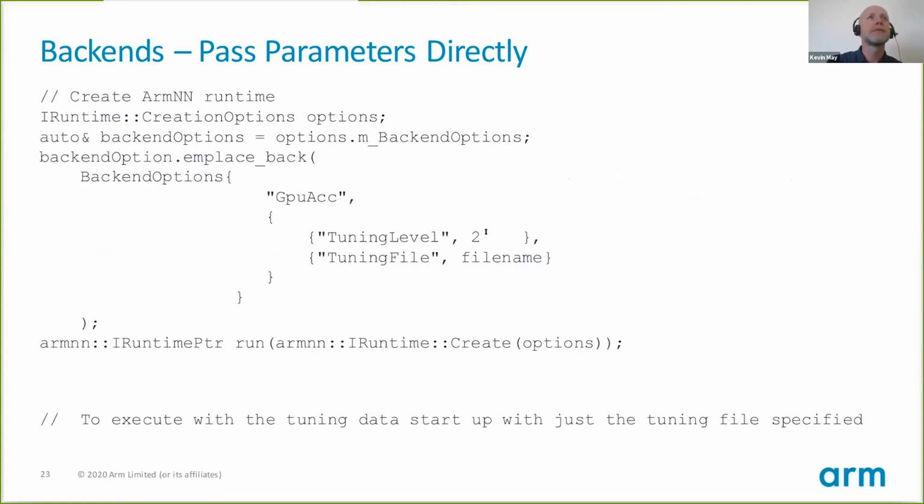So here's an example. I'm using C++ code here, but you can see it's quite a similar flow to the Python code. So here I'm creating my creation options, but before I initialize my runtime, I'm accessing the backend options on it, and I'm placing back into that my custom parameters for the GPU ACC backend. So here I am referencing the GPU ACC backend, and these are my custom parameters. So in this example, I'm picking a tuning level of 2, and I'm also passing in my file where I want to write that data to, the tuning information. And then it's just a matter of initializing your runtime. You pass your creation options in once that's been set.